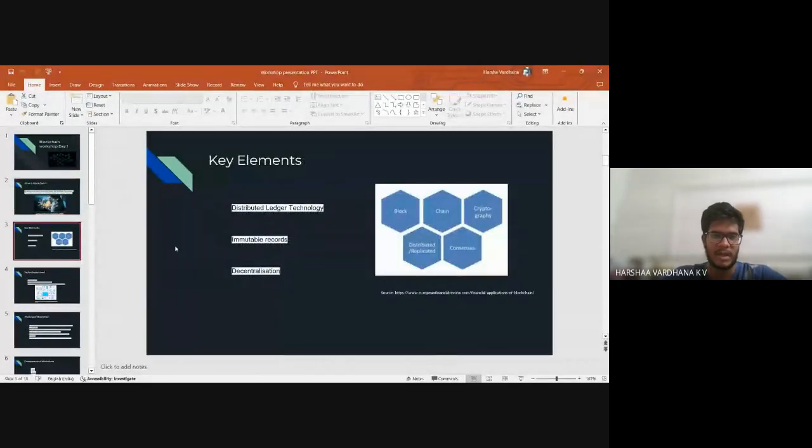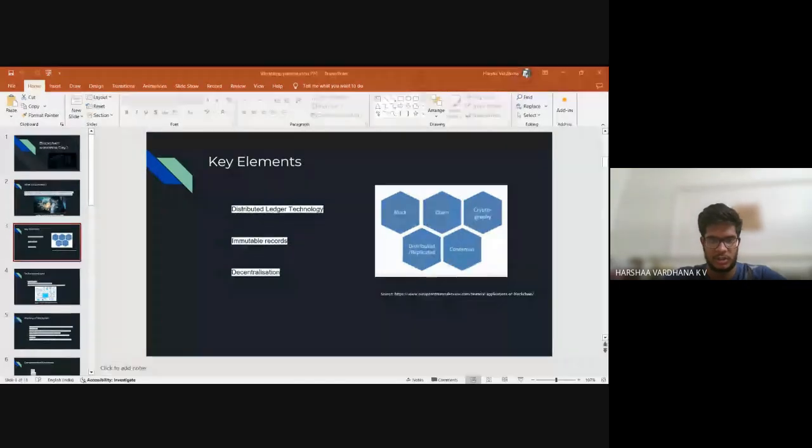So moving forward, these are the key elements involved in blockchain technology. When you're talking about the key elements involved in blockchain technology, the first thing which comes to our mind is distributed ledger technology, right? Distributed ledger technology basically comprises a few topics like cryptography, decentralization, transparency, anonymity. All these topics come under distributed ledger technology. Okay, let me explain them one by one.